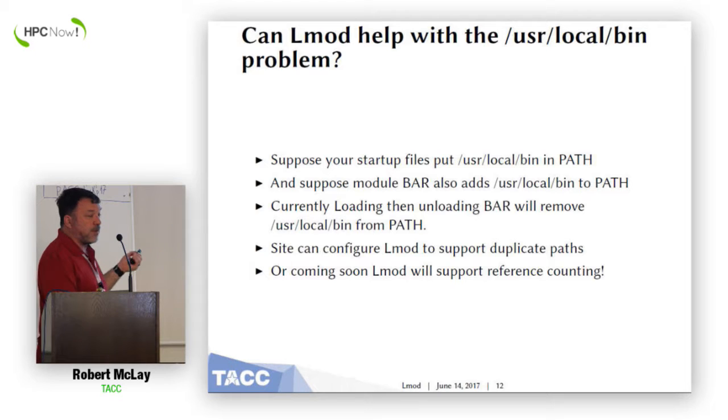So you've got one, and then a second choice is coming along. Lmod supports duplicate paths, so you can have multiple copies of a path in there if you configure it that way. Or I'm going to add reference counting just the same way as the pure Tcl Tmod does, so that it'll remember that you had 2 copies of /usr/local/bin, and it would count them down, and only when it gets to 0, remove it.